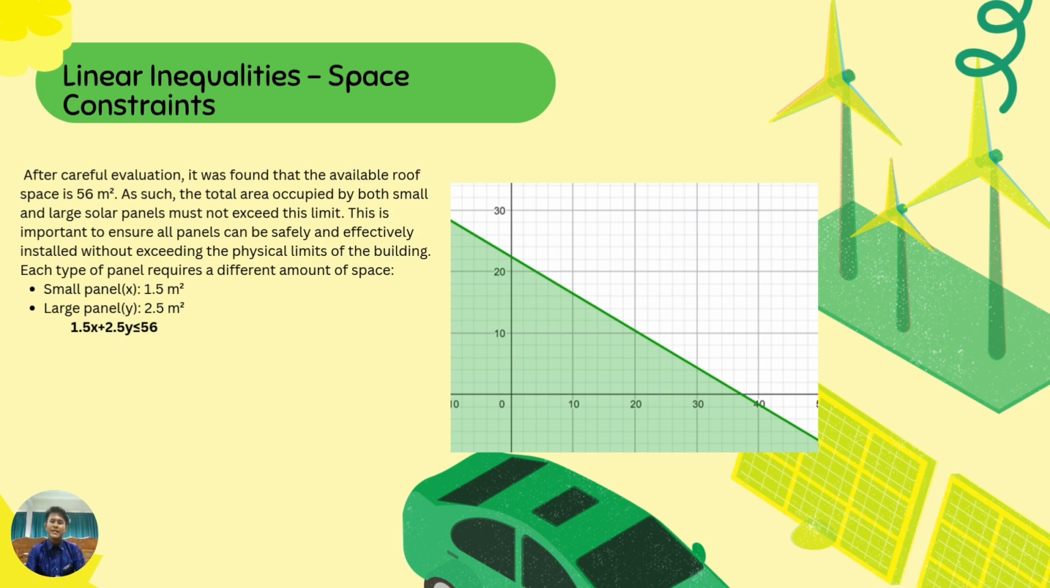Okay, these inequalities tell us that the total area occupied by all panels cannot go beyond 56 meters squared. If we draw this inequality on the graph, it will be a straight line with a shaded region under the line, showing the space combinations that are acceptable.